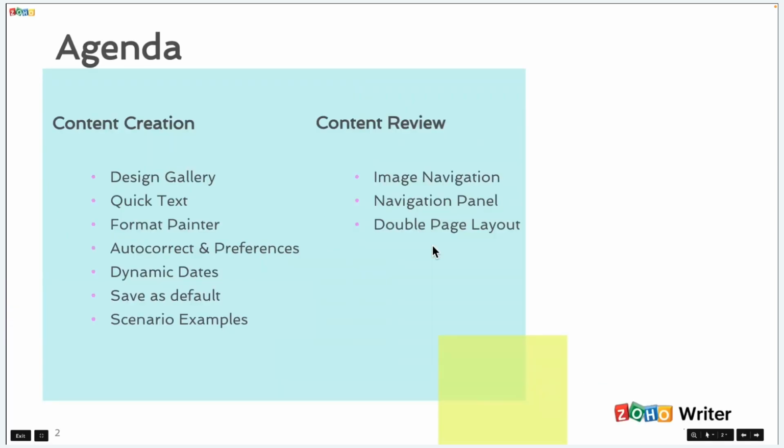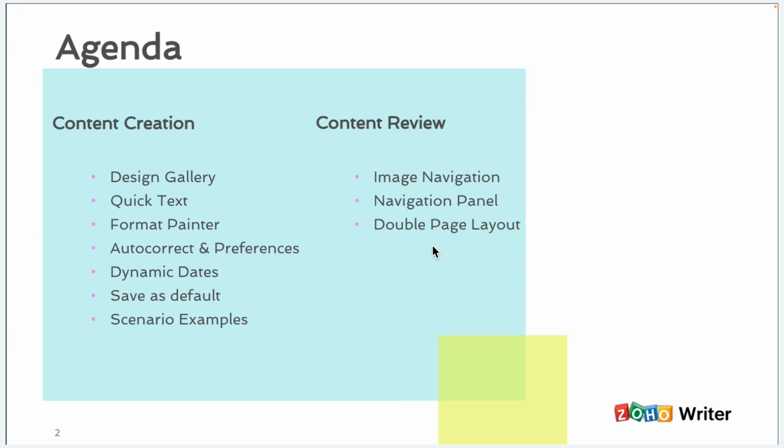So let's start by taking a look at what we'll be covering in today's webinar. There will be two topics, content creation and content review. First, we'll be discussing the design gallery in Zoho Writer and how it can be helpful. Next, we'll take a look at quick text, which can help you quickly insert frequently used text or phrases into your document. After that, we'll talk about the format painter and how it can help you maintain consistency in formatting and style across all your posts.